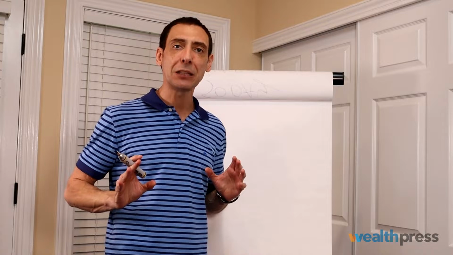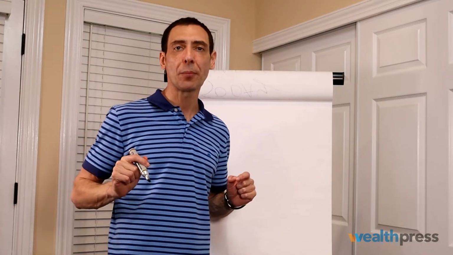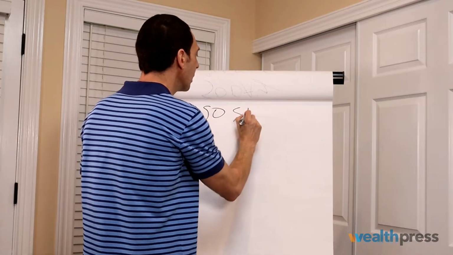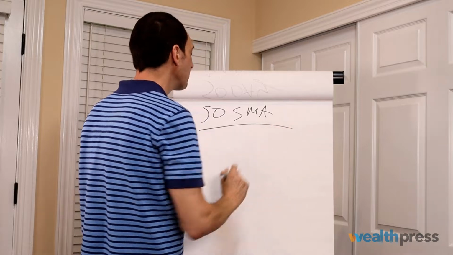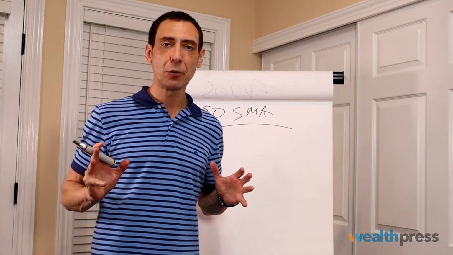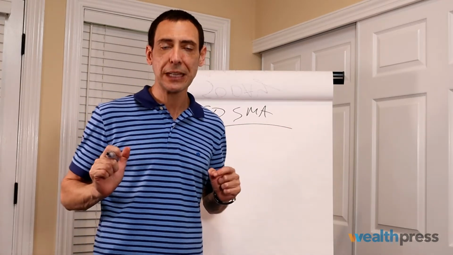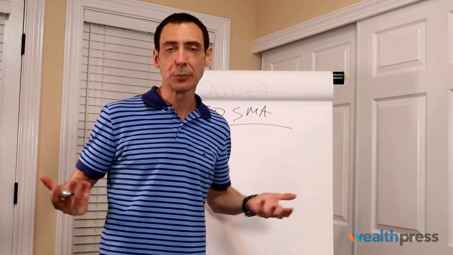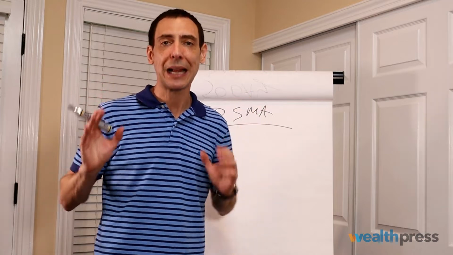So let's start off in the beginning. What do we use to determine whether markets are bullish or bearish or neutral? We're going to use the 50-day simple moving average. So why are we going to use the 50-day moving average? What's the significance of it? Why do traders use it? How do we use it? All of these questions I'm going to answer for you.